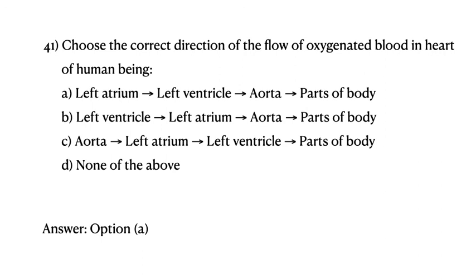Now children, what is the direction of the flow of oxygenated blood in heart? Yes, that is option A. Here first the oxygenated blood enters left atrium, then it goes to left ventricle, and it reaches to all the parts of the body with the help of aorta, which is the main artery. So here option A is the correct answer.